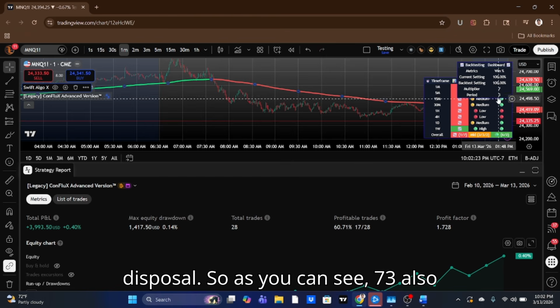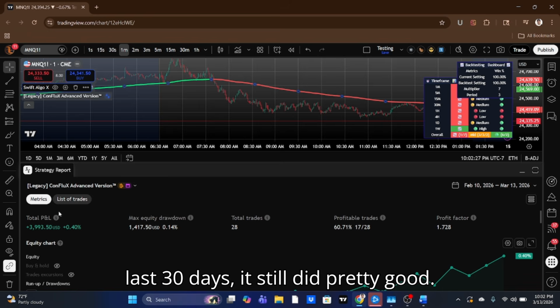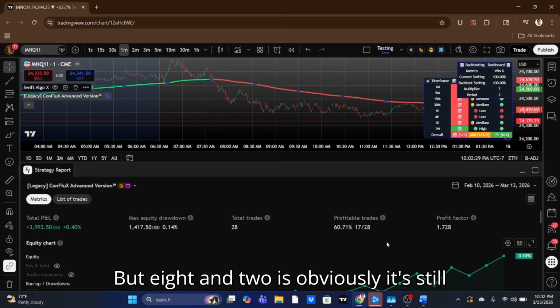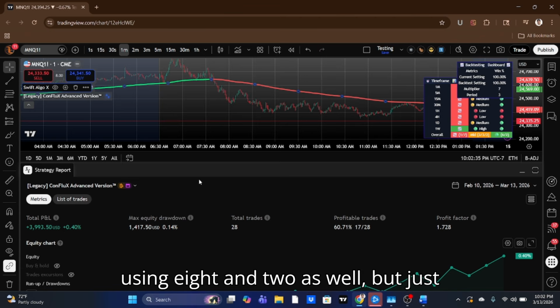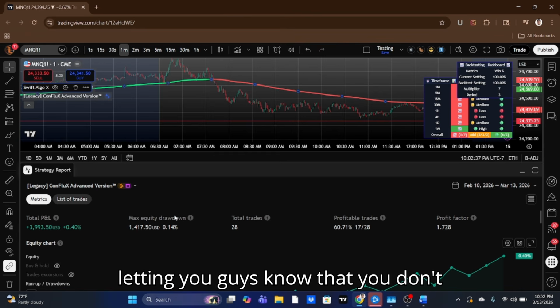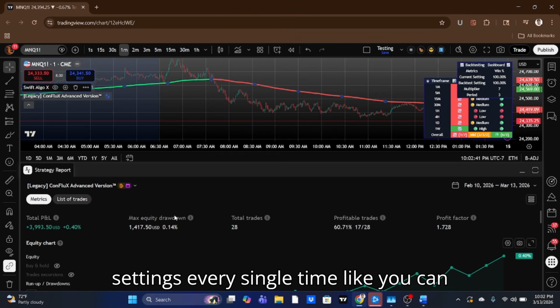So as you can see, 7 and 3 also gave us 100% as well. And going back last 30 days, it still did pretty good. But 8 and 2 is obviously still the winner. So I'm probably going to be using 8 and 2 as well. But just letting you guys know that you don't technically have to update these settings every single time.